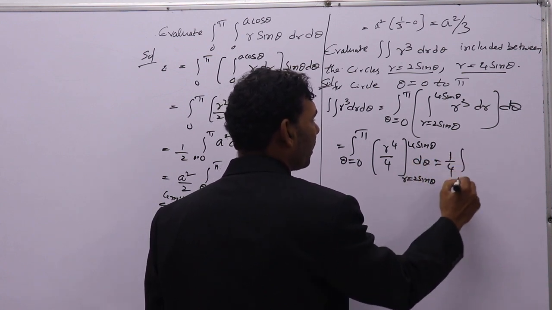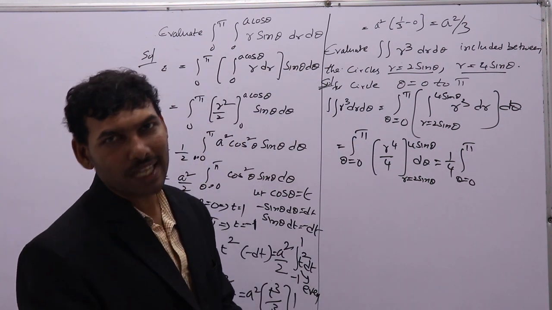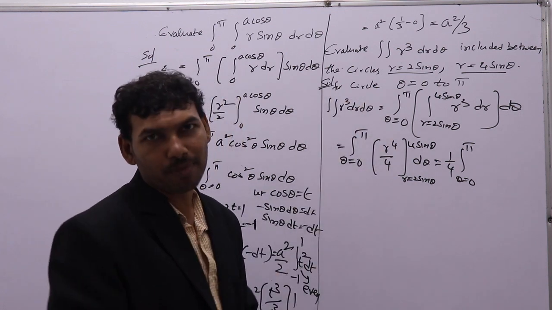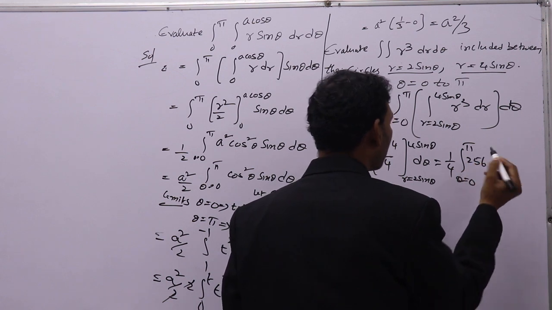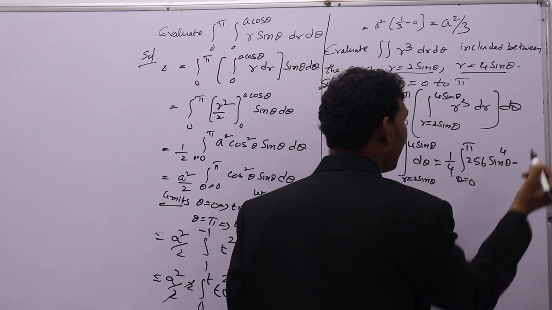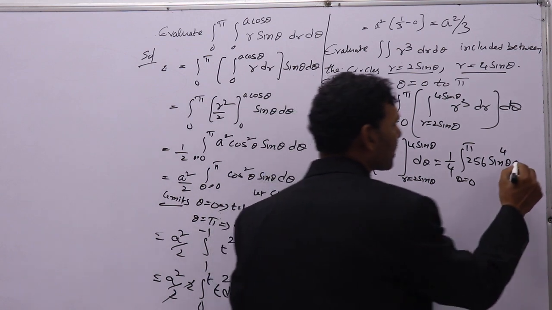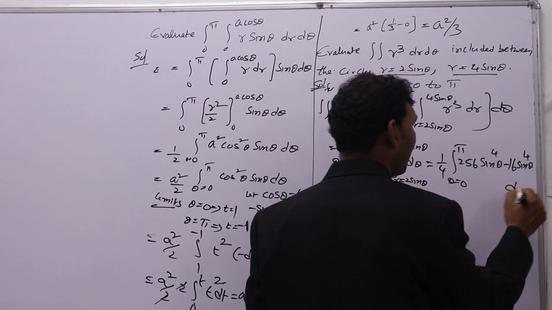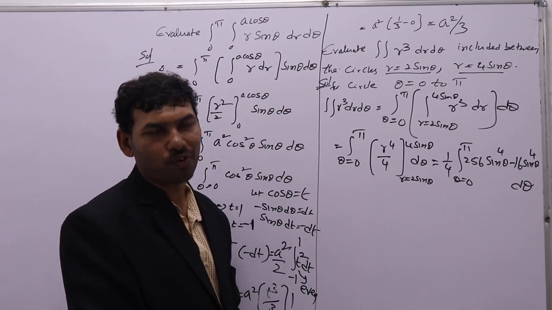1 by 4 integral theta equal to 0 to pi. Write 4 sin theta in the place of r. If you write 4 sin theta in place of r, we get 4 power 4 sin power 4 theta. What is 4 power 4? 4 power 4 is 256 sin power 4 theta, minus 2 power 4. 2 power 4 is 16 sin power 4 theta d theta. 256 is 4 power 4, and 16 is 2 power 4.